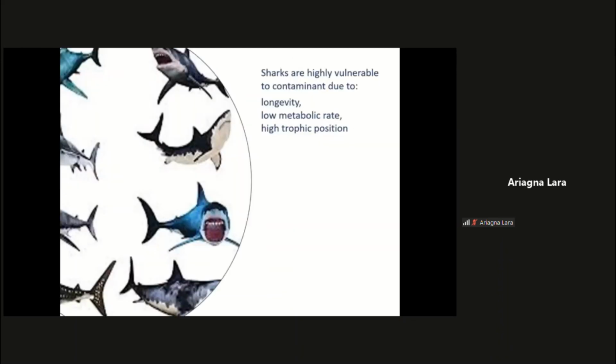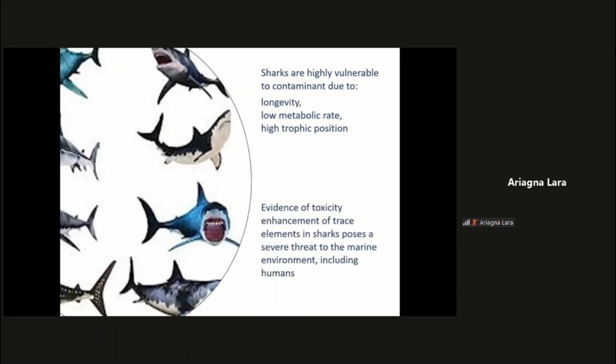Sharks are highly vulnerable to contaminant accumulation during their lifetime due to their longevity, low metabolic rate, and high trophic position. Evidence of toxicity from high levels of trace metals in sharks poses several threats to the marine environment, including humans.